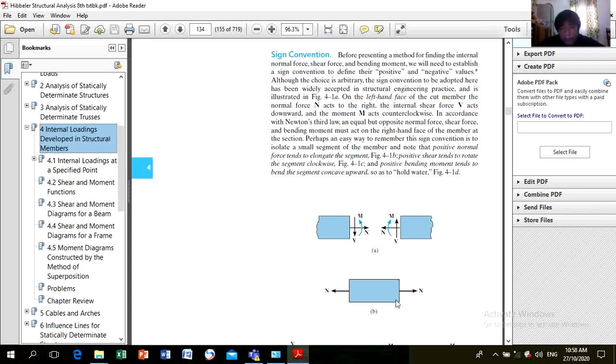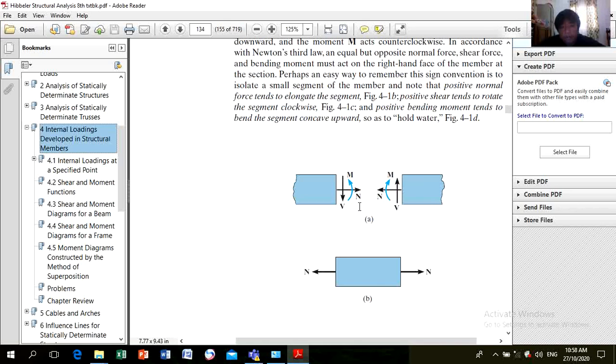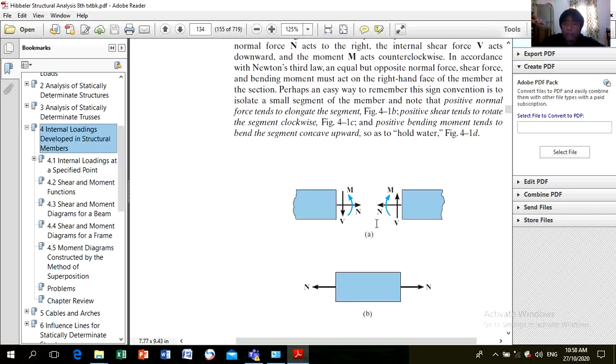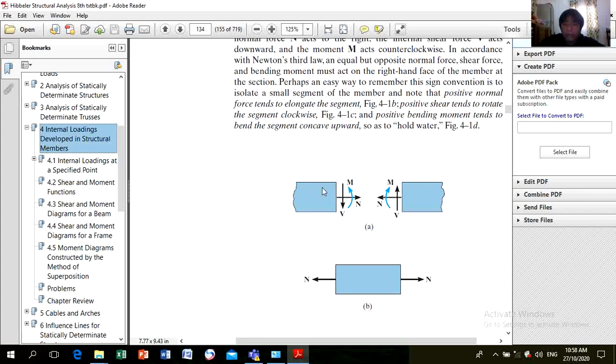So here in the figure, if you consider the original member and you cut it, considering the left portion, you have the normal force going to the right, then shear going down, and the moment is counterclockwise if you consider the cut section here. Meaning, when you separate a single member to see the internal loadings that develop, whether it is moment, shear, or normal force, this will be our convention.